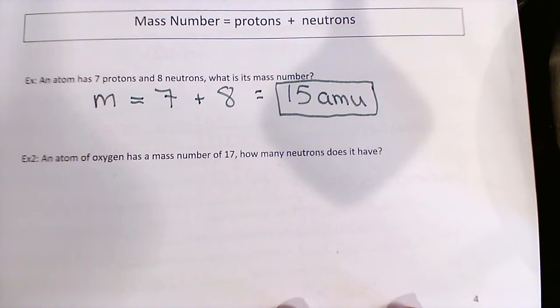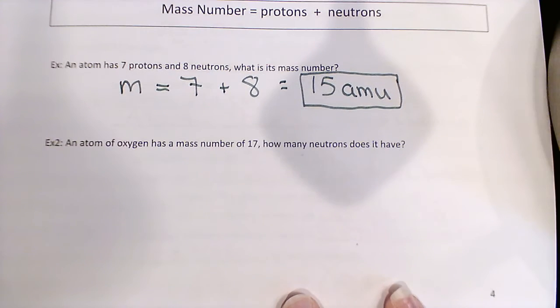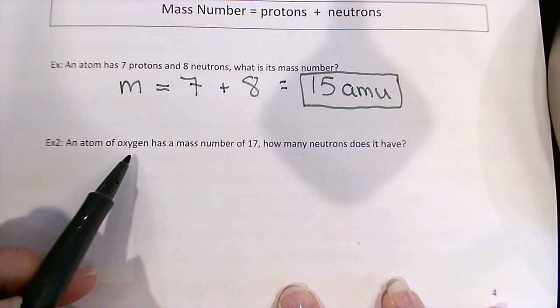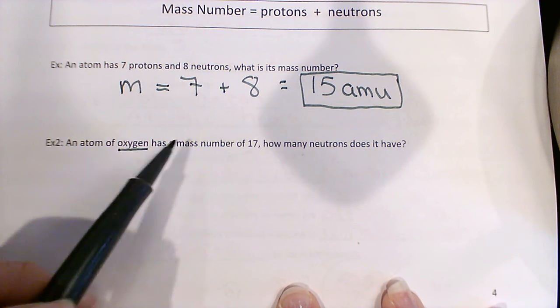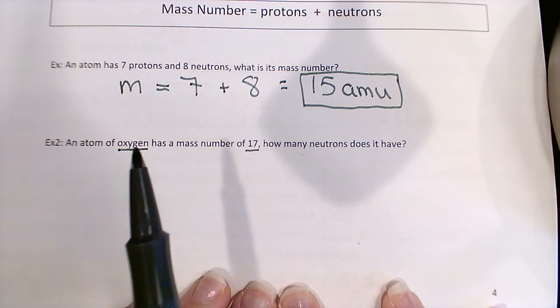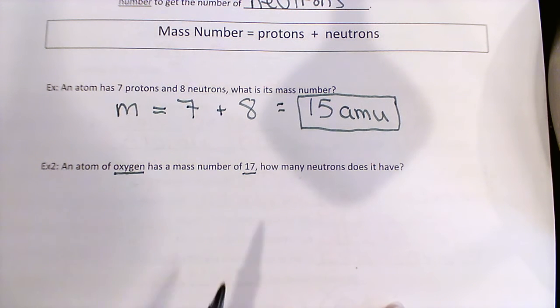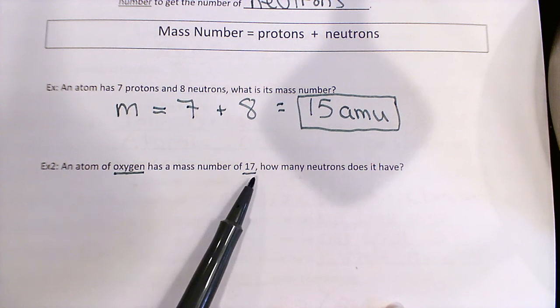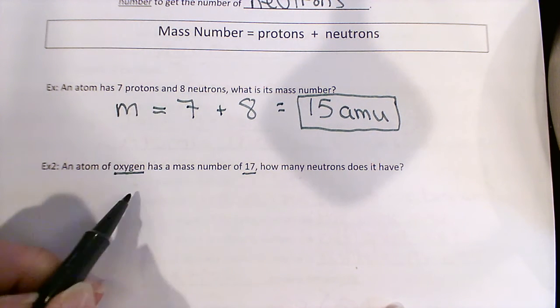This one you have to rearrange and think a little bit more. An atom of oxygen has a mass number of 17. How many neutrons does it have? Let's see what we know. It says mass number of 17, so that's going to go on the left.